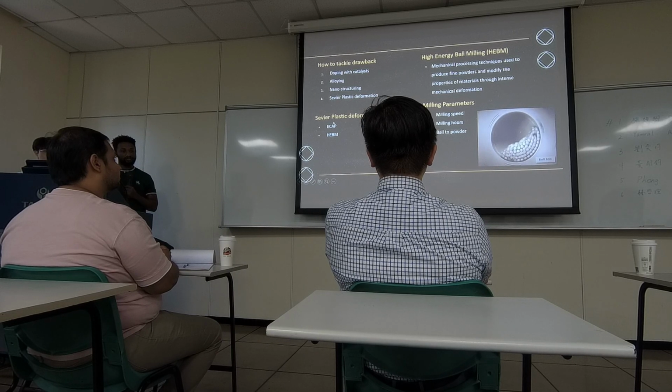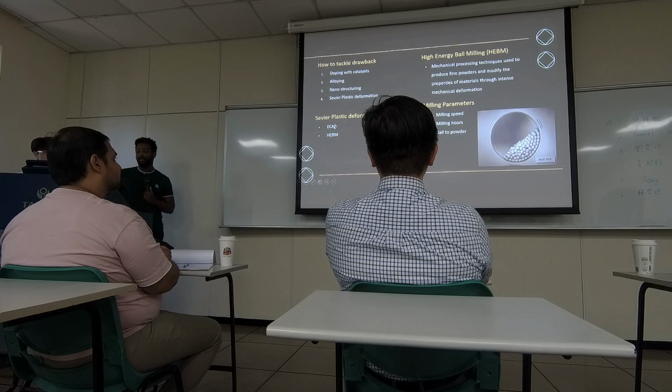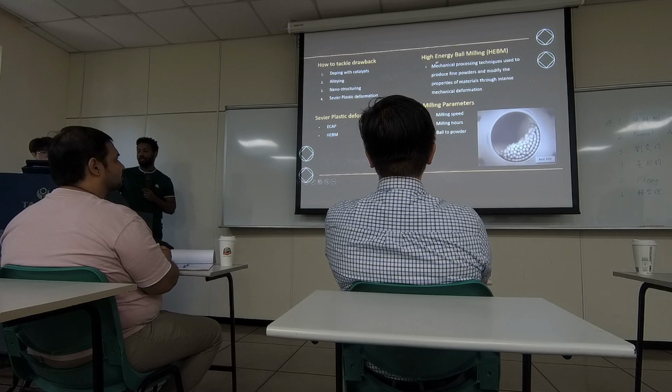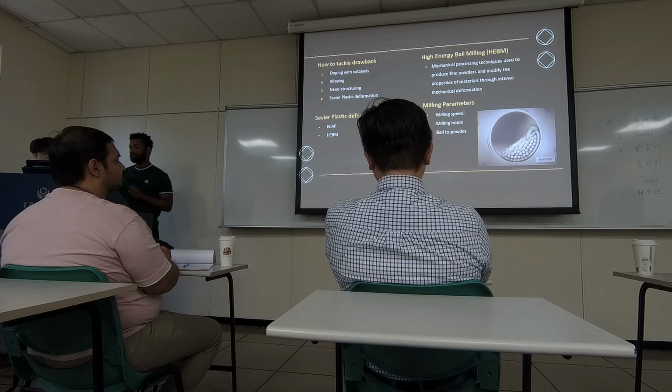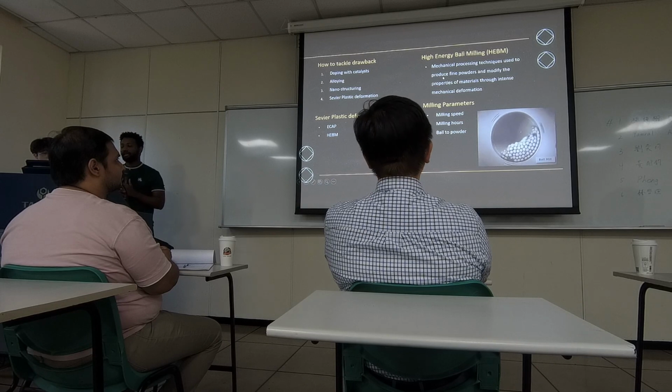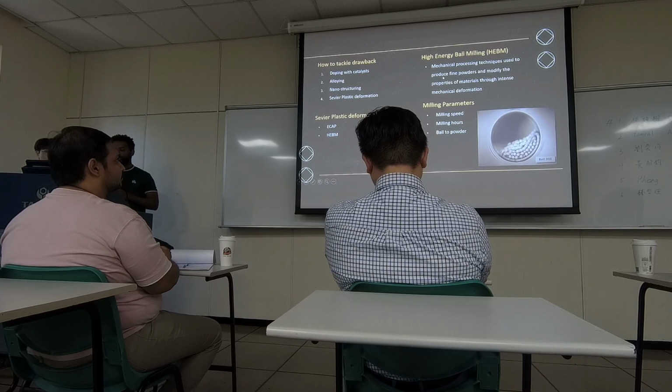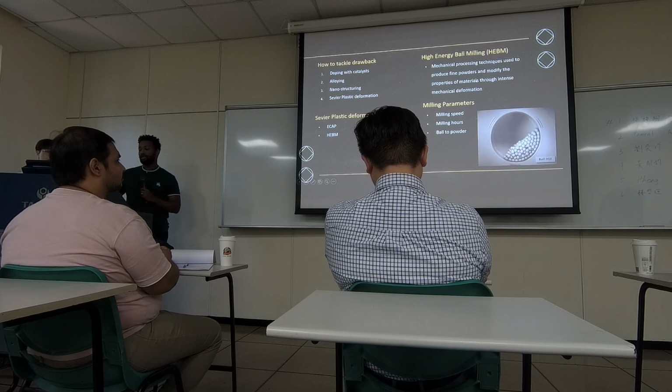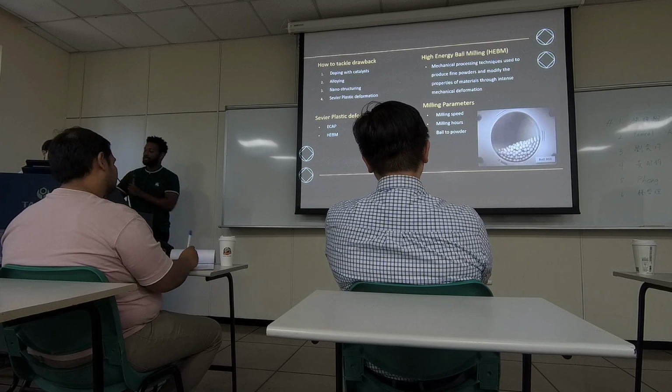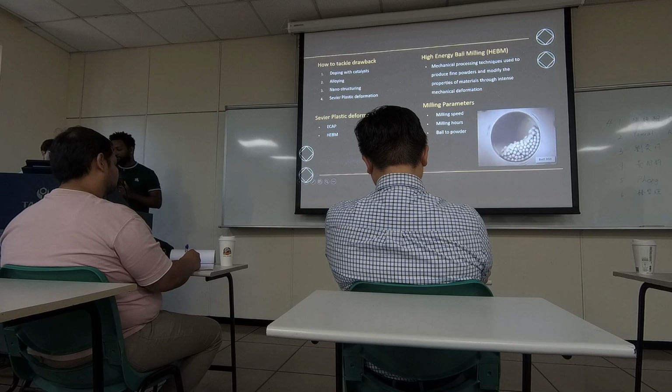In severe plastic deformation, our lab mainly does ECAP, equal channel angular pressing, and high energy ball milling. And our optimization is concerned with the high energy ball milling technique. I will give you some introduction about this. Ball milling is a mechanical processing technique used to produce fine powders and modify the properties of materials through intense mechanical deformation. So this GIF somewhat explains what ball milling is.